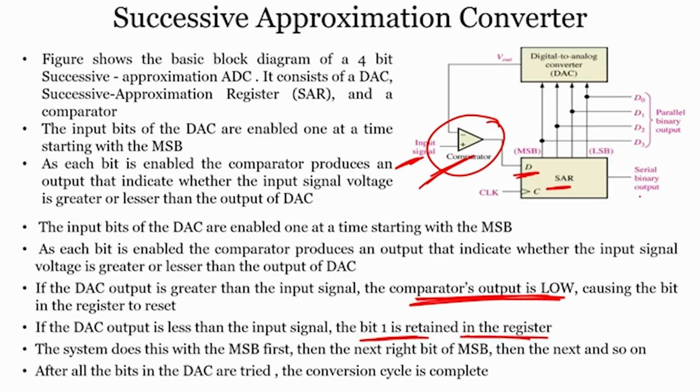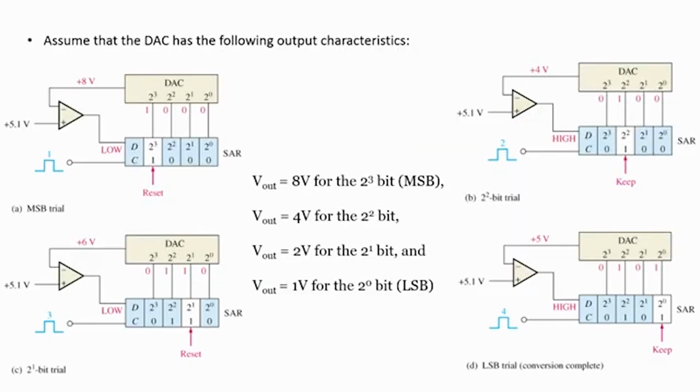Now, this is of course a register which is shown here, and the system does this with the first MSB first, and then the next one, and then this one, and finally comes to the LSB. After all the bits in the DAC are tried, the conversion cycle is completed. So, this is V out of 8 bit volts for 2 raised to 3.